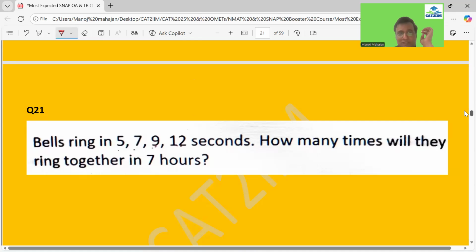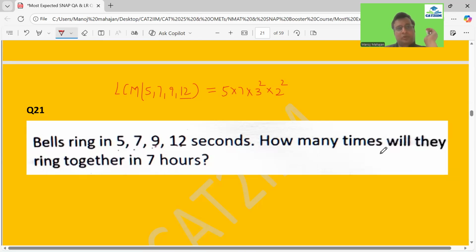Of course, you can expect something like this in the SNAP paper. So bells are ringing at these intervals in seconds. The first thing you have to look for is when they will ring together for the first time, right? So calculate the LCM of these numbers. So remember, for LCM, you go for the higher powers. So over here, 5 will have, 7 will have, 9 we have 3 square. And over here is what, 2 square into 3. So 2 square you're going to have, right? So this is the LCM. You can calculate the value, but let it be in this way only.